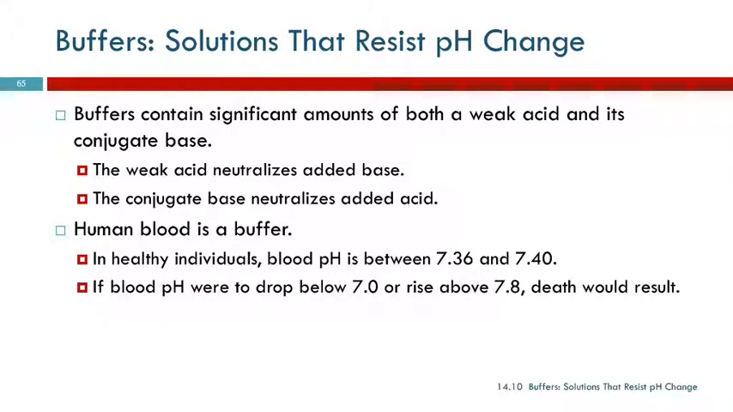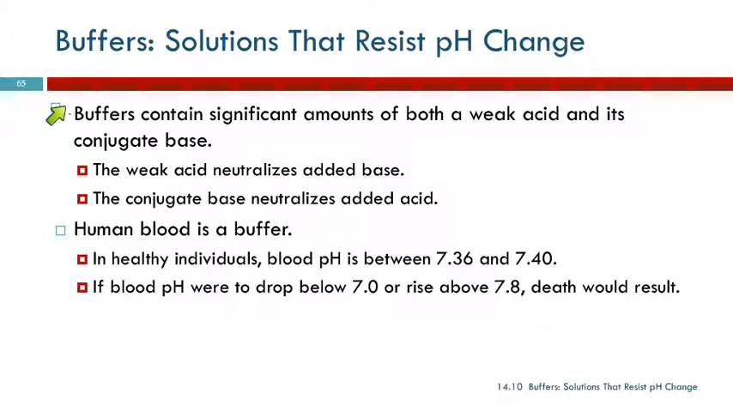Buffers. A buffer is a solution that will resist pH change. There are many situations where you don't want the pH to change much. Like in your swimming pool, you don't want large fluctuations in pH. In your blood, you don't want pH changes.